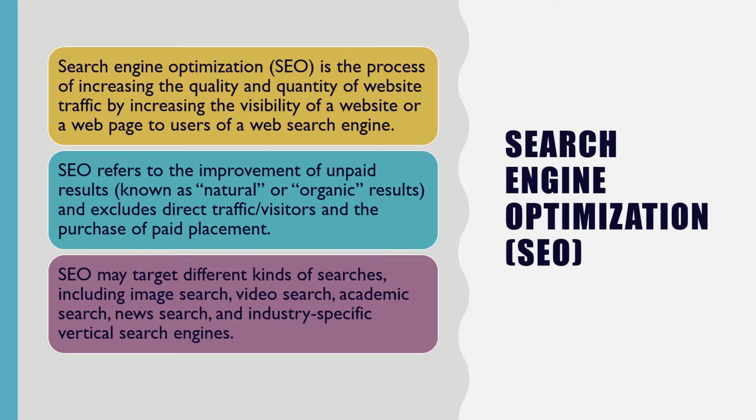Search engine optimization may target different kinds of searches, including image search, video search, academic search, news search, and industry-specific vertical search engines. So it's good to not just think about how people are finding your website, but maybe how they're being brought in through videos, how they might be finding your content through images, and other resources.